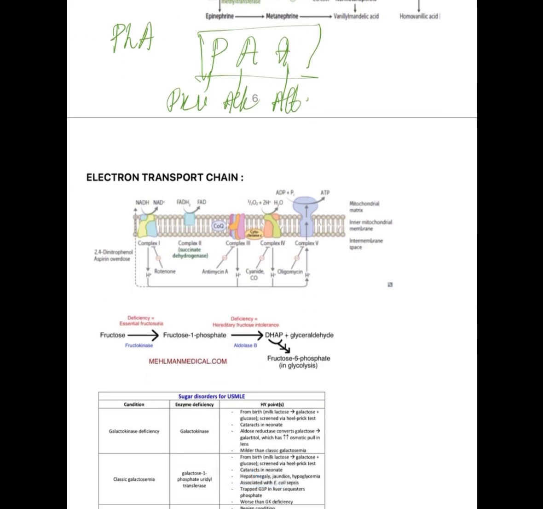Next, we have one more short story for remembering the ETC, which is asked regularly, at least in one exam every year. So what is happening here is there is complex 1, complex 2, complex 3, complex 4 and complex 5, where there is finally formation of ATP. So you have to remember the complex names and the inhibitors at each complex. Complex 2 does not have any inhibitors; complexes 1, 3, 4 and 5 have inhibitors. How will we remember this? Also remember that the ADP to ATP production happens on the mitochondrial matrix side, and this is your inner mitochondrial membrane, and the intermembrane space is on the outer side.